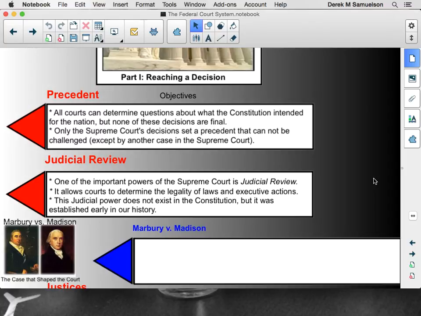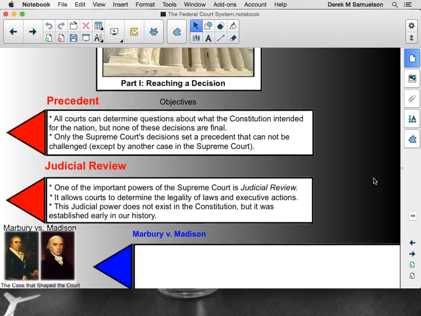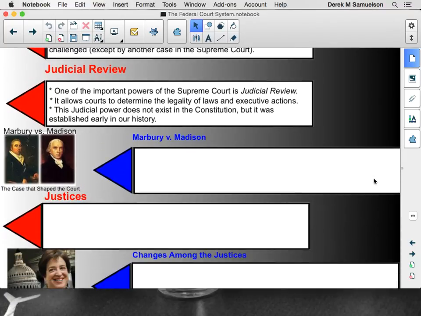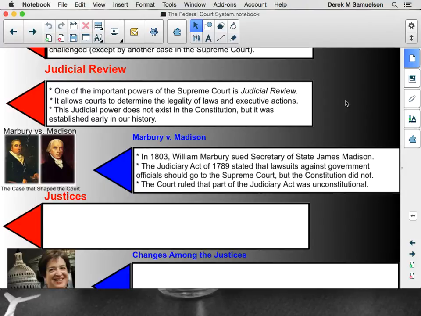Now, here's a catch with judicial review, and it's important to know. It doesn't actually exist in the Constitution. The United States Constitution did not give the Supreme Court the authority to determine the constitutionality of things. But this right and this power was established early in U.S. history. Early in U.S. history, we said, well, why do we have a Supreme Court if not to do this? That precedent was established in the case of Marbury versus Madison. There are a few Supreme Court cases that you do need to know. This is one of them.